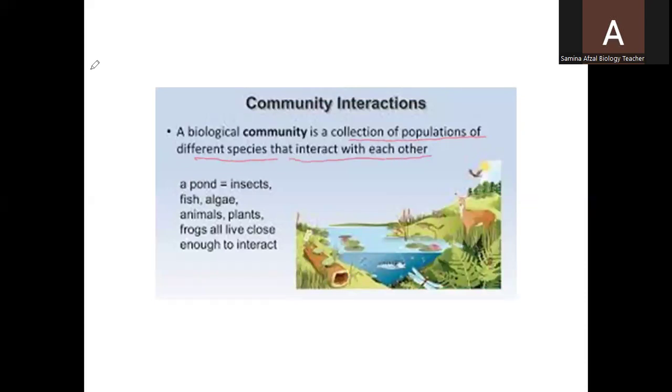with each other. So in a pond, there can be insects, fish, algae, animals, plants, frogs, all living close enough to interact. So all of them will make up the ecosystem of the pond. In this way, the different populations are living in a pond, so they are interacting with one another.